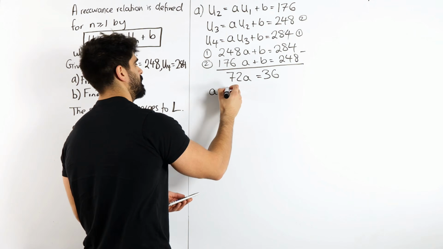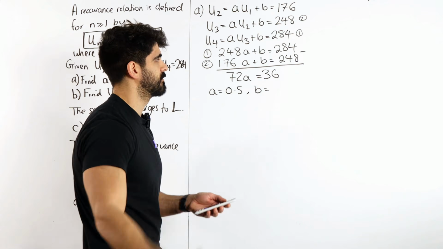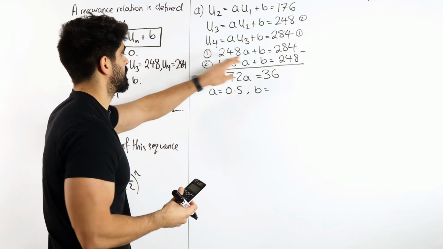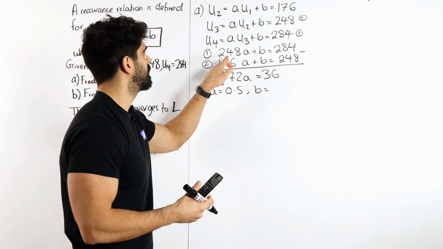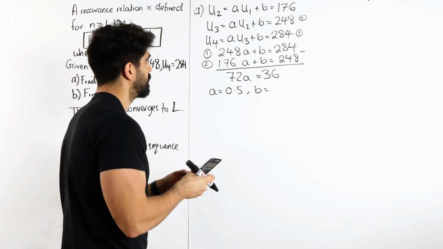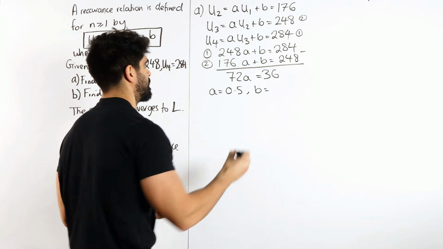I'm going to write 0.5 just to keep everything on one line. But I generally like writing fractions, to be honest. But anyway, let's sub that into one of them. Let's just do it into number 1. So b is going to be 284 minus a half of 248, so 284 minus a half of 248, 160.